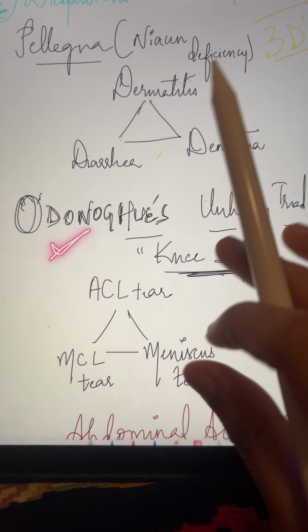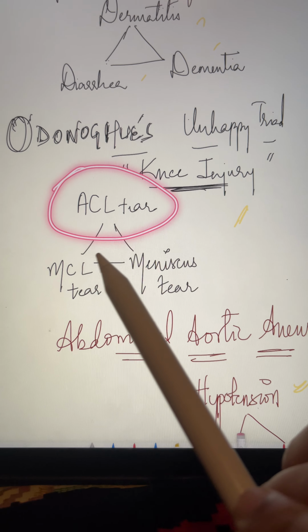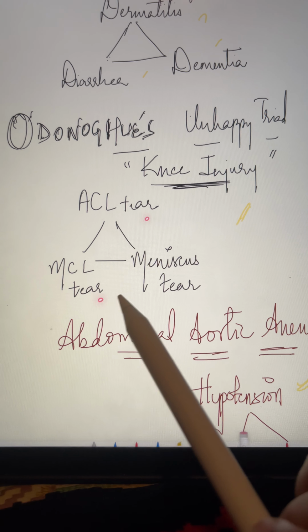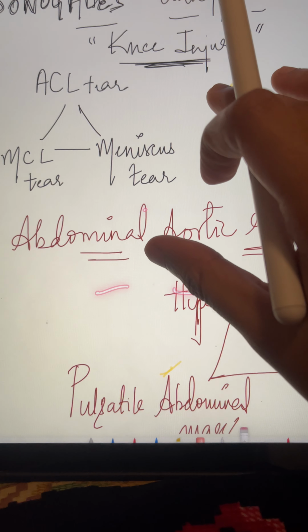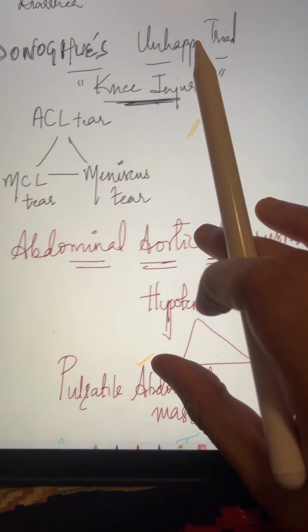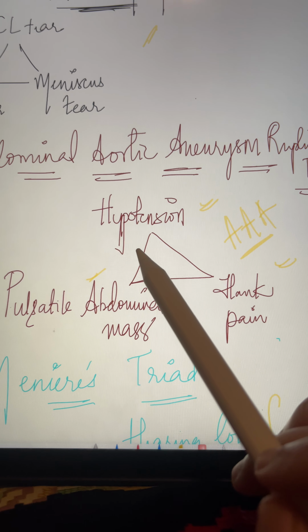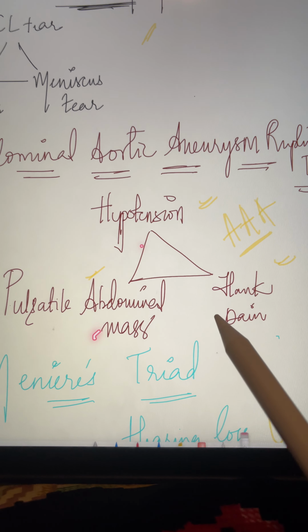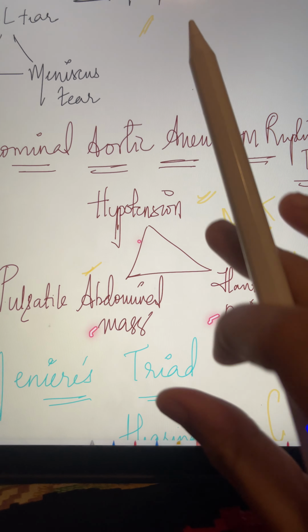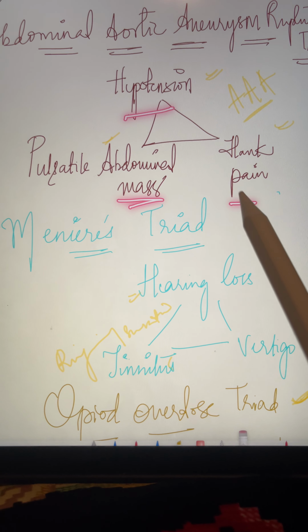Coming to O'Donoghue's unhappy triad, which is seen in knee injury, which includes ACL tear, MCL tear, and meniscal tear. Anterior cruciate ligament and medial collateral ligament. Next, coming to abdominal aortic aneurysm, which includes hypertension, pulsatile abdominal mass, and flank pain.